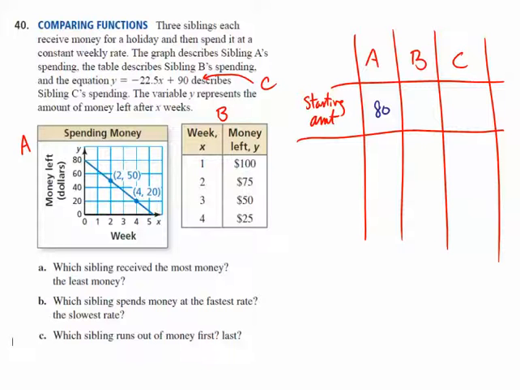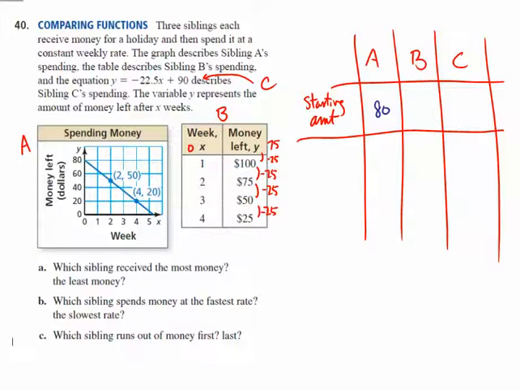Now, sibling B, we don't have the amount for week 0, which is what we really need. So we're going to have to go backwards. We're going to have to first find out how much they're spending each week, and hopefully it's a consistent amount. So we can see that their money is going down by $25 a week, which means that their starting point at week 0, adding back the $25 from week 1, would be $75.